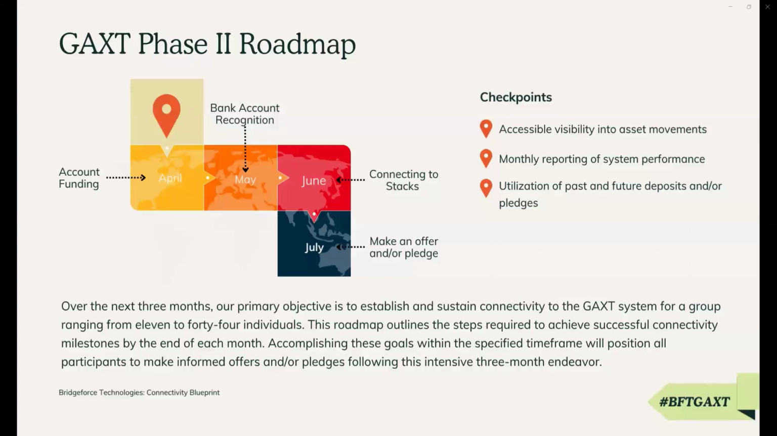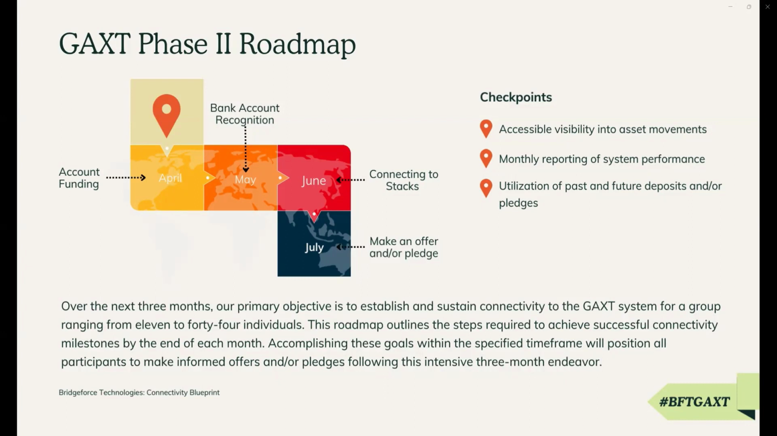April 2024 straight through to June 2024, where we seek to: 1. Have everyone's account funded by the end of April, 2. Confirm that everyone has an internationally recognized bank account by the end of May, and 3. Ensure all participants are connected to 1 or more stats by the end of June. Once this is successfully completed, this sets the stage for being able to make an offer and/or pledge by the end of July.